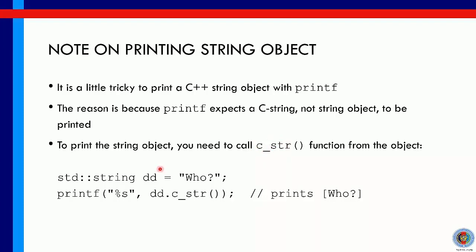For example, let's say you declare another dd, but now it is a string, and this is the value that you assign to the string object. To print dd using printf, you need to use %s as the placeholder for printing a string, but then you cannot put just dd. You need to put dd dot c_str and then a blank bracket. You need to call this method, this function, from the object. So this whole thing will print the value, which is now "who?" So this is how you print C++ string object using printf.